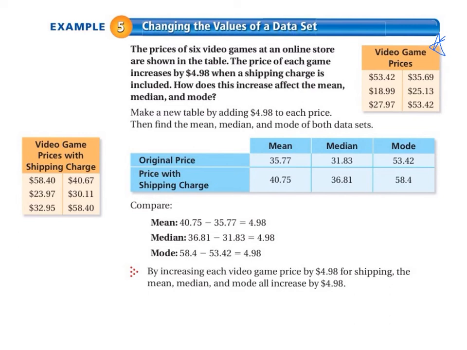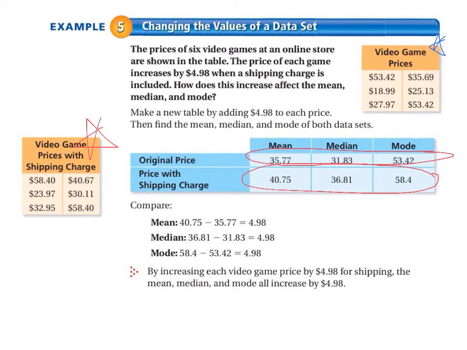So if you add the $4.98 to each price, that data is shown in this table. And then we figure out the mean, the median, and the mode for the original price. And all of that is right here in the top line of this table. And then if you figure it out with the shipping charge, that data is shown in the bottom row.